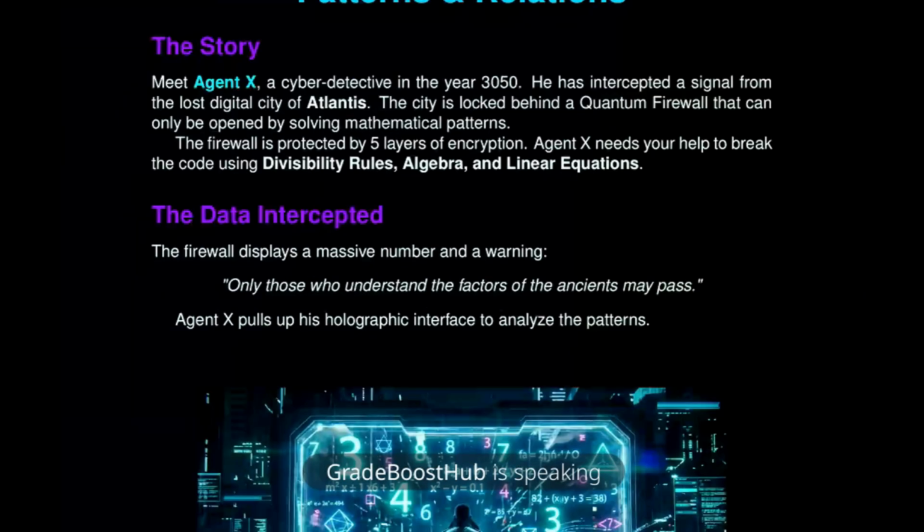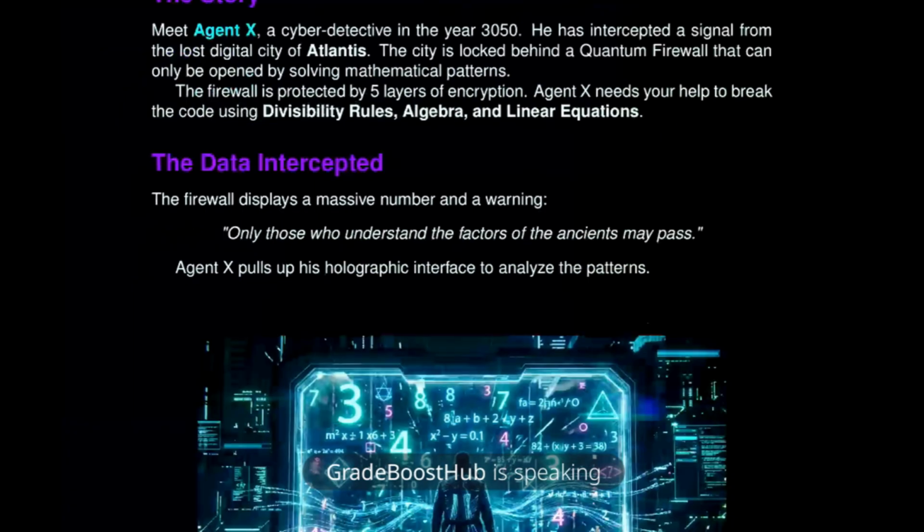So the story is, meet Agent X, a cyber detective in the year 3050. He has intercepted a signal from the lost city of Atlantis. The city is behind a quantum firewall that can only be opened by solving mathematical patterns. The firewall is protected by 5 layers of encryption. Agent X needs your help to break the code using divisibility rule, algebra, and linear equations.